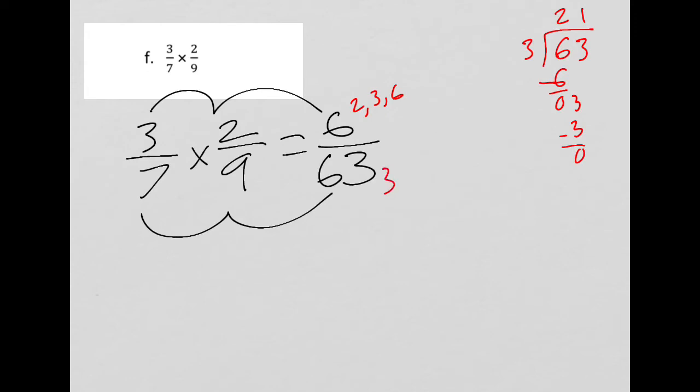So that means a factor is 3. So I'm going to use 3 here. I'm going to divide each of these by 3. 6 divided by 3 is 2. 63 divided by 3 is 21. We can't do any more simplifying, so we can say that 3/7 times 2/9 is 2/21.